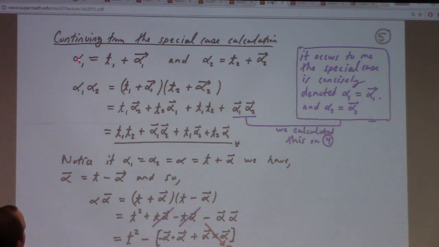All right, so alpha 1 equals t1 plus alpha 1 vector. Let's see here. Alpha 1. So if you then take arbitrary quaternions, which have real parts and vector parts, all right, you can.